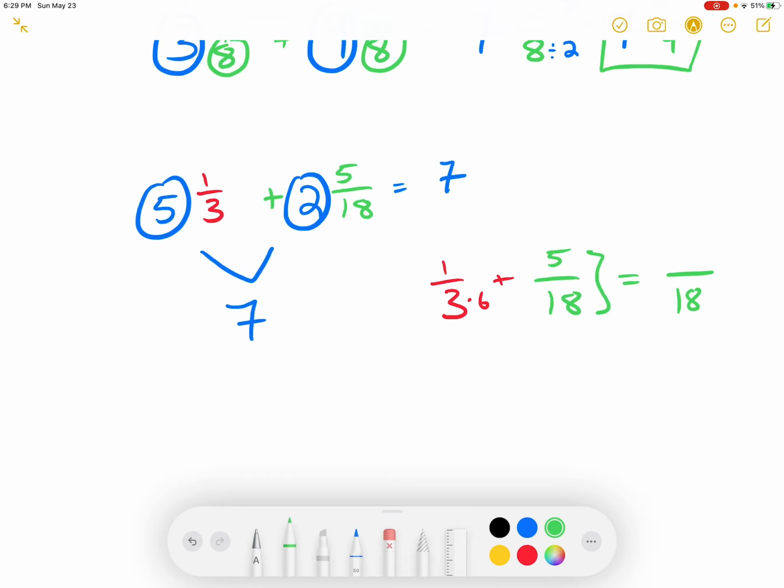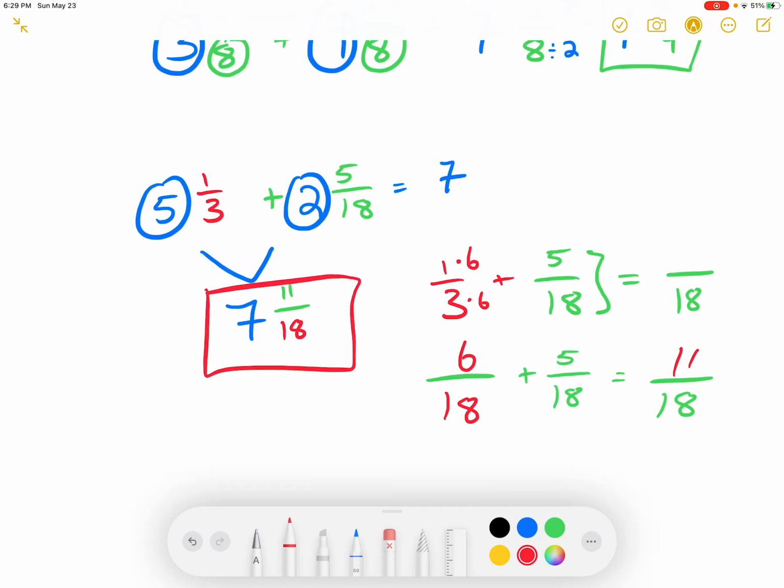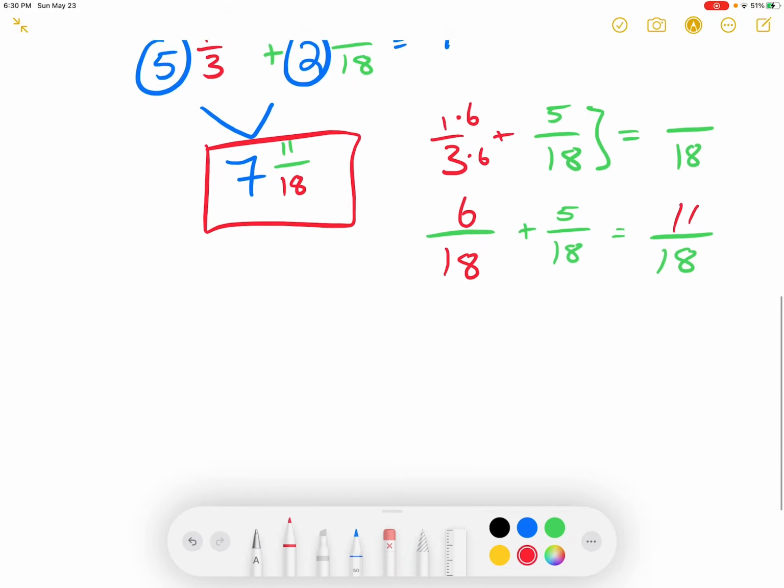Nothing has to change with this. So 6 times 3 is 18. So you're going to have this turn into an 18. What you do to the bottom, you must also do the top. 1 times 6 is 6. So it's going to be 6/18, which is an equivalent fraction of 1/3, plus 5/18 is going to be something over 18. 6 plus 5 is 11, so you're going to have 11/18 and 7. So 7 and 11/18. And because 11 is a prime number, you can't reduce it, so that's your final answer.